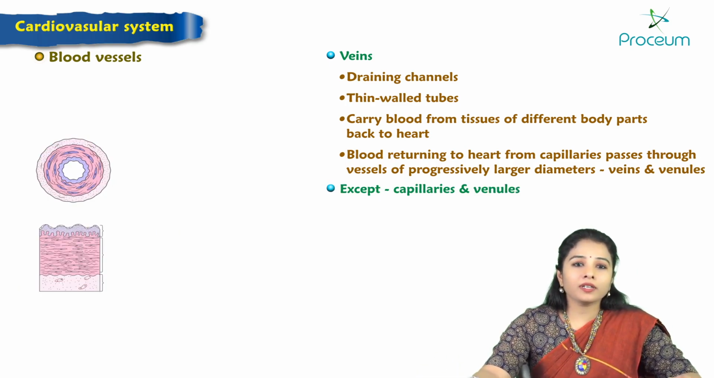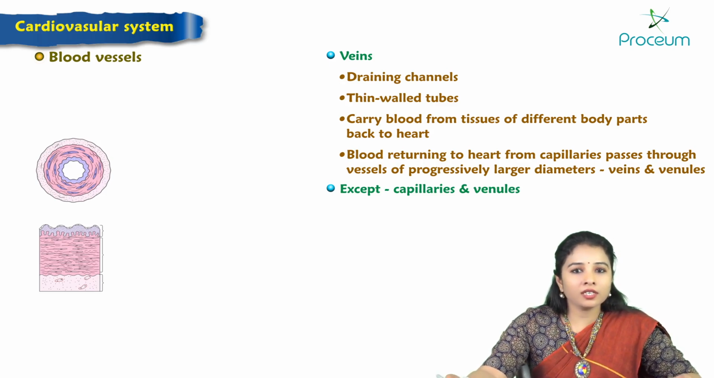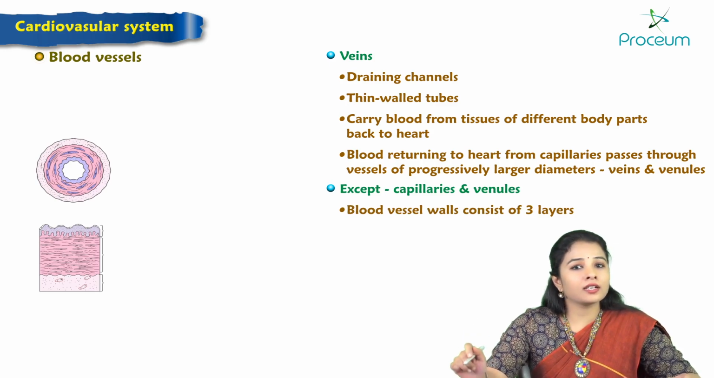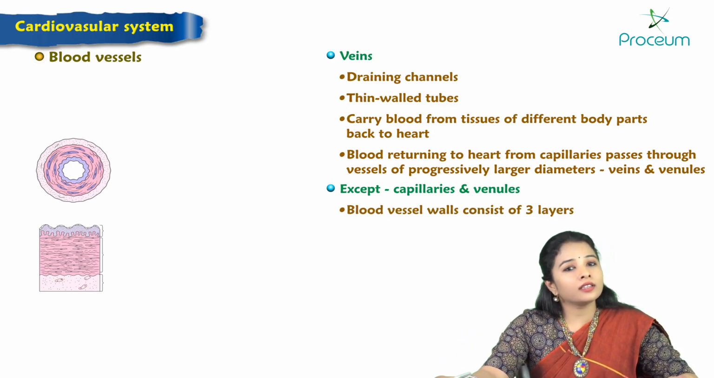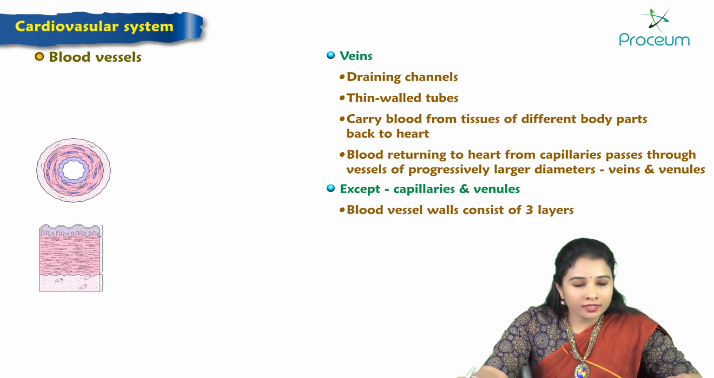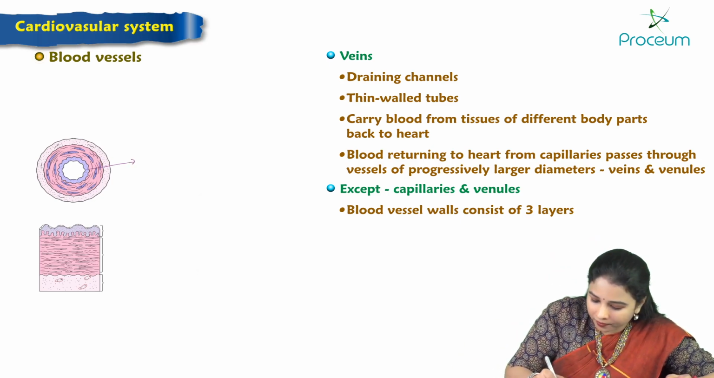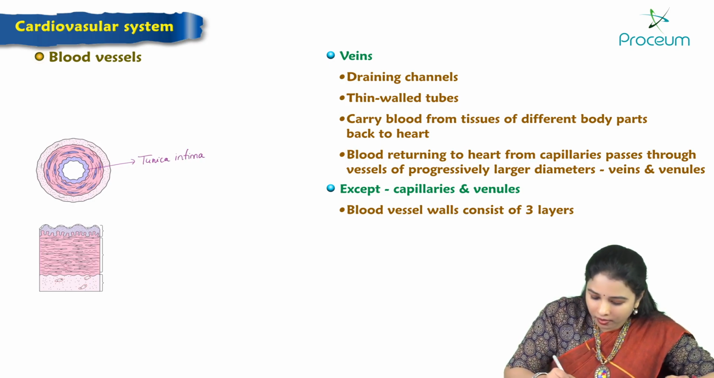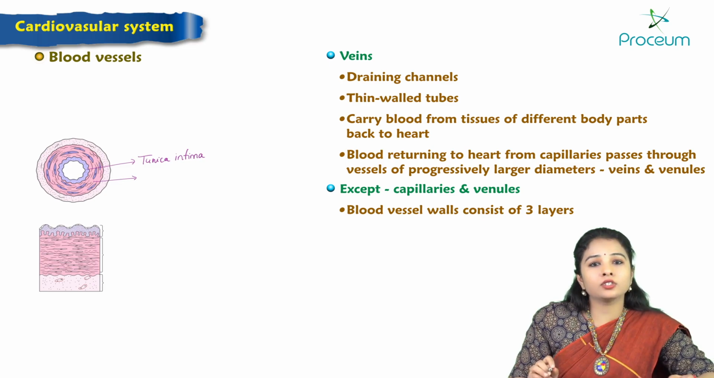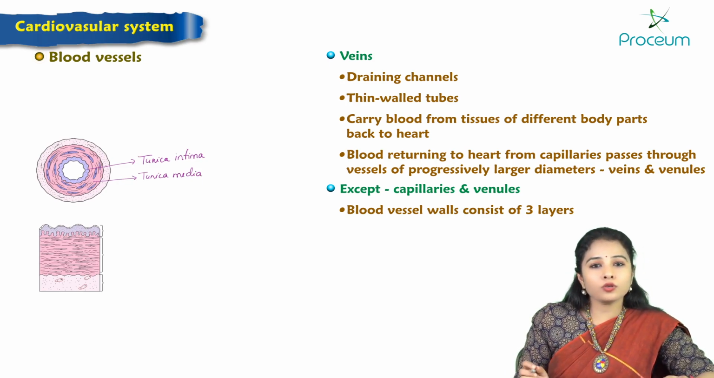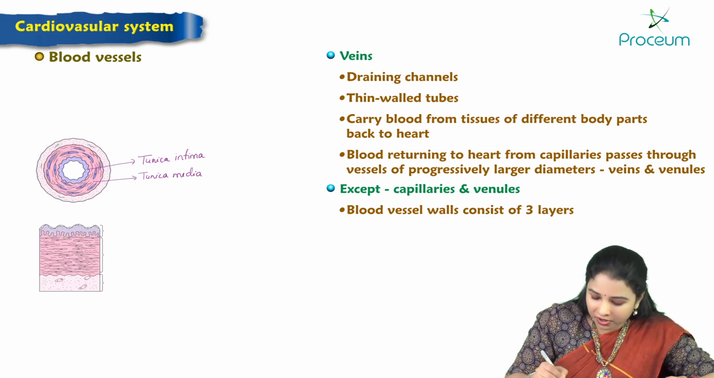Except for the capillaries and the venules, if you see the wall of the blood vessel, it consists of three layers. The three layers are: the innermost layer is the tunica intima, the middle layer is the tunica media, and the outermost layer is the tunica adventitia.